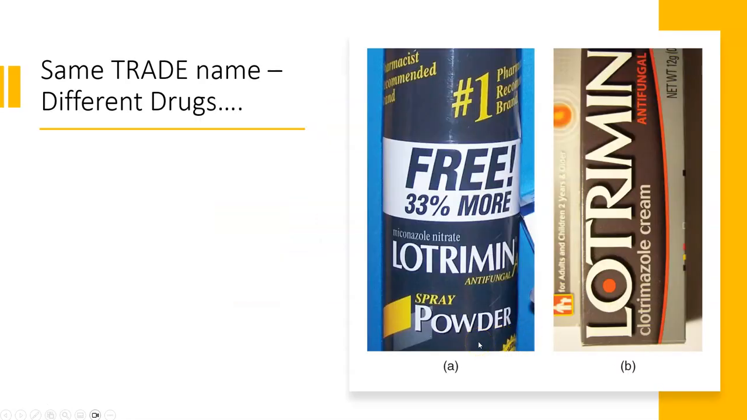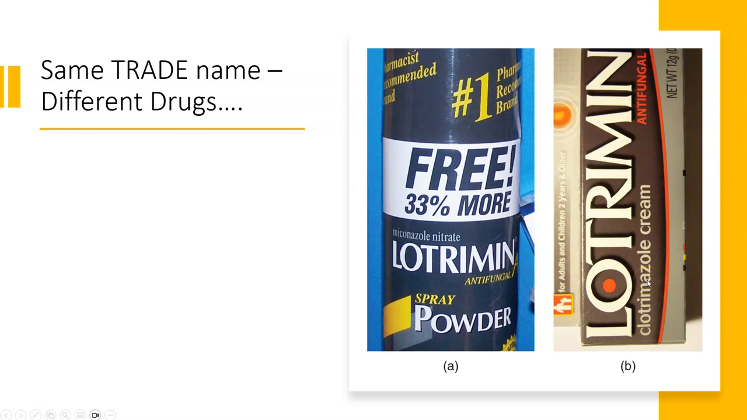Same trade name, but different generic drugs. So you have to be thorough. You have to have great attention to detail as you're looking at labels. Think of them critically. But don't overthink. Don't go with the obvious. So when we look at this, we have Lotrimin antifungal. Lotrimin antifungal. That's the brand name, the trade name. But when you look for the generic name, this is miconazole and this is clotrimazole. They're both antifungals, but they're different drugs.